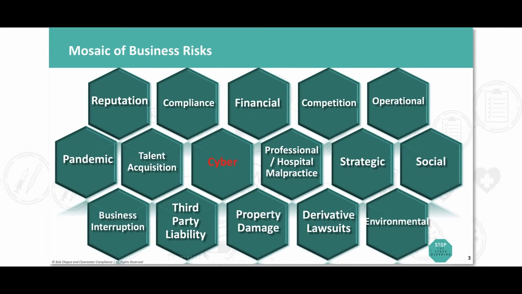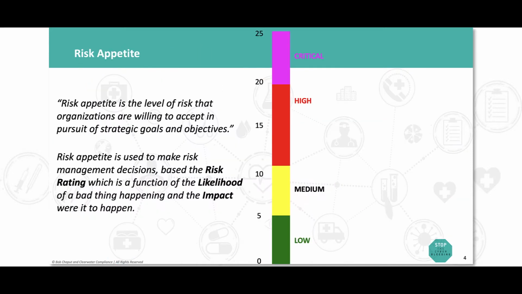Think about the following. Risk appetite is the level of risk that your organization is willing to accept in pursuit of its strategic goals and objectives. And of course, what I have highlighted on this slide is the fact that our focus is on cyber risk. So as I just mentioned, risk appetite is defined as the level of risk that an organization is willing to take in pursuit of strategic goals and objectives. And it's used to make informed risk management decisions based on the risk rating, which is a function of, among other things, not only the triple, the asset, threat, and vulnerability, but also the likelihood of a bad thing happening and the impact were it to happen.